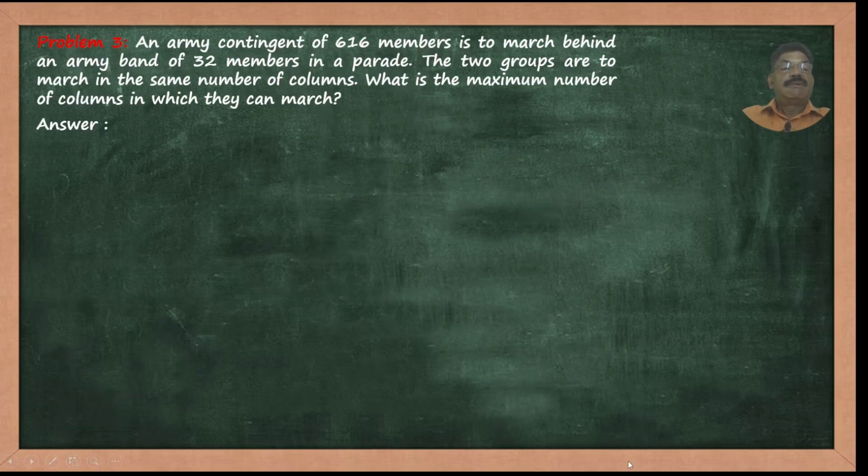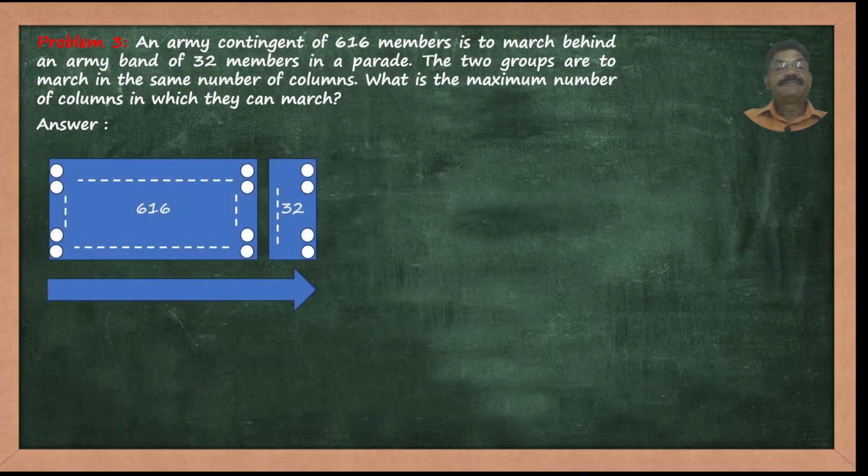Now look at this problem number 3. An army contingent of 616 members is to march behind an army band of 32 members in a parade. The two groups are to march in the same number of columns. What is the maximum number of columns in which they can march? To visualize this problem, I give you a diagram. First 32 members are present. Second 616 members are present.